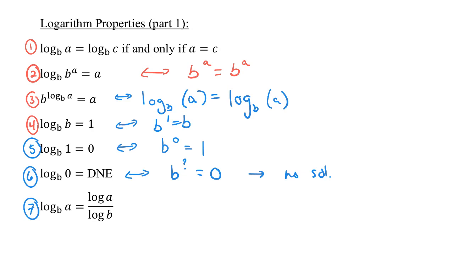It doesn't matter what the base is. Log base 2 of 0, log base 7 of 0, log base 20 of 0. No matter what it is, you cannot take that log. And the last rule is called change of base.